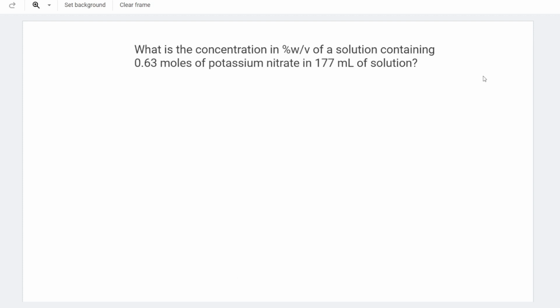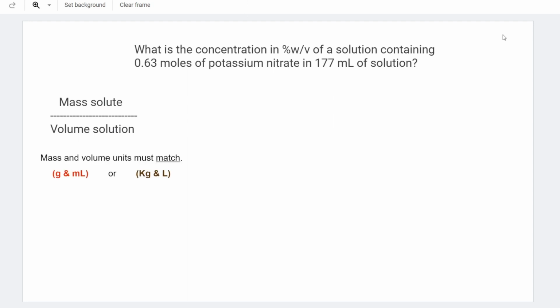So let's take a look at another problem. What is the concentration in percent mass over volume of a solution containing 0.63 moles of potassium nitrate in 177 milliliters of solution? So we need to recognize that this problem is going to be a mass solute over volume solution equation, since we are provided with a mass of solute, aka 0.63 moles, which we'll convert to mass, over a volume of solution, aka 177 milliliters. It is important to note that mass and volume units must match, aka we must use milliliters if we use grams, and we must use liters if we use kilograms. Otherwise, the equation will not yield the correct answer.